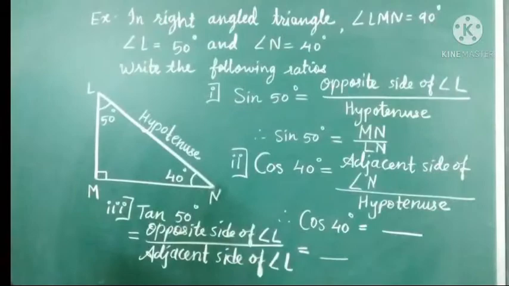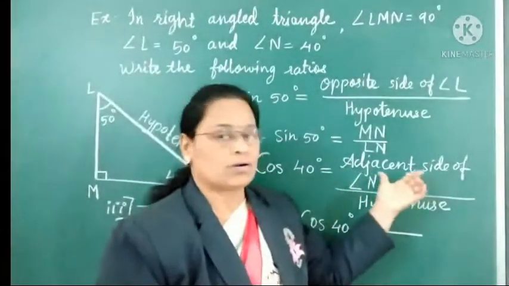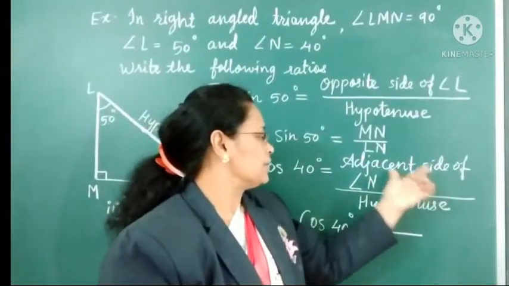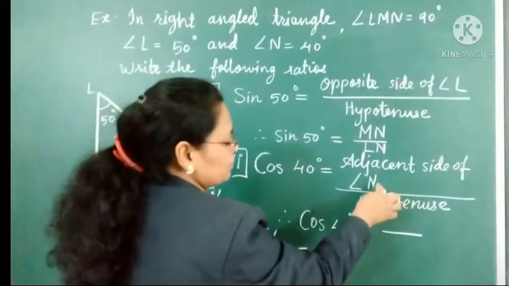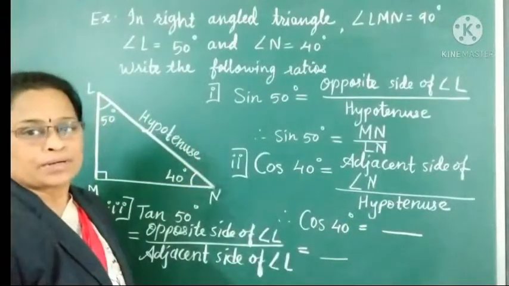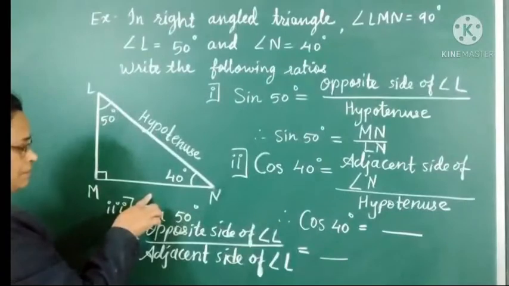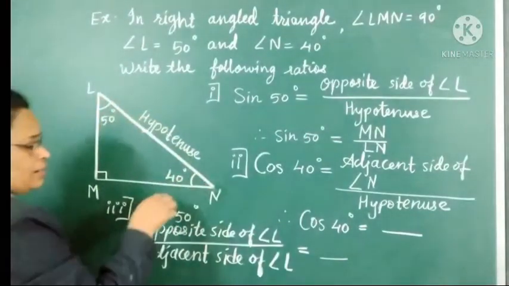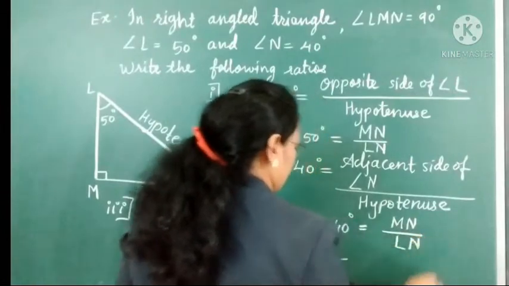Next one is cos 40 degrees. The cos ratio is the adjacent side of the 40 degree angle, meaning angle L, to the hypotenuse. The adjacent side of angle L is LM and the hypotenuse is LN. So this ratio is LM is to LN.